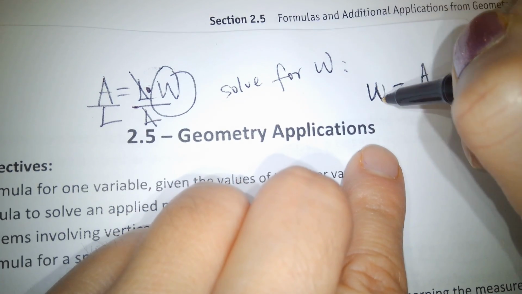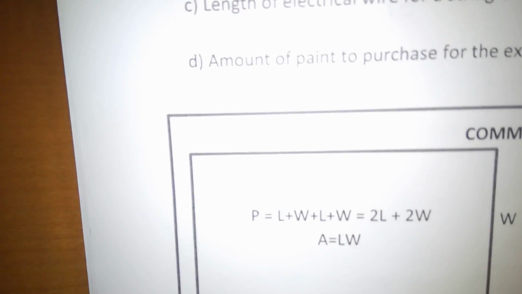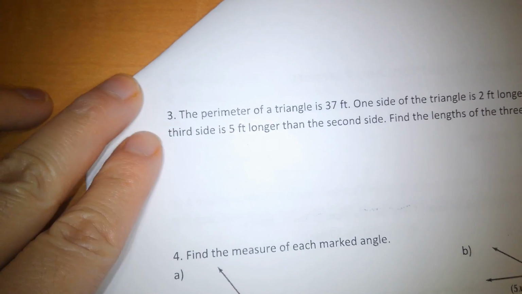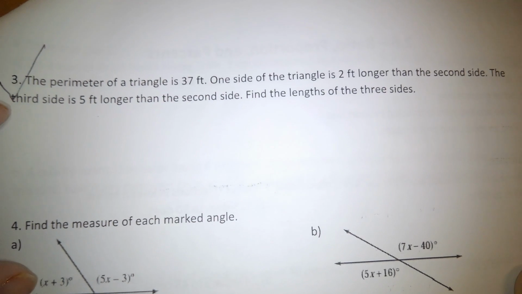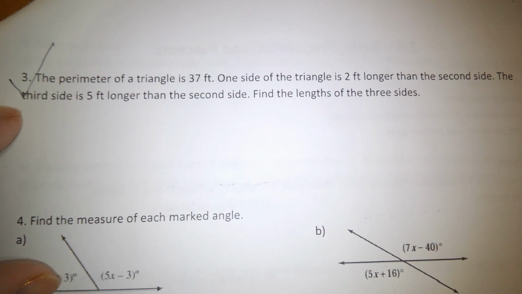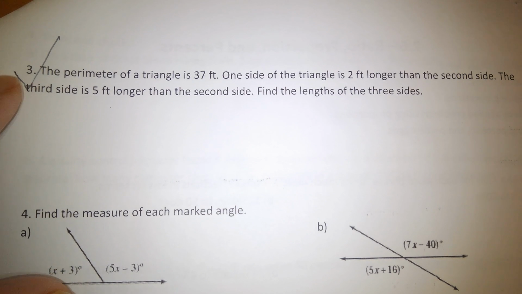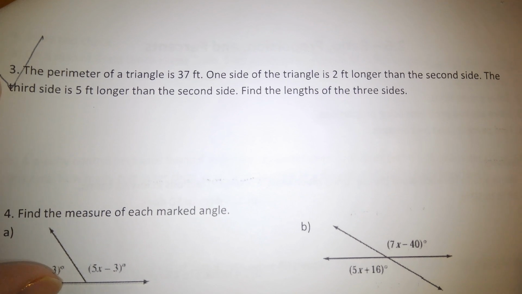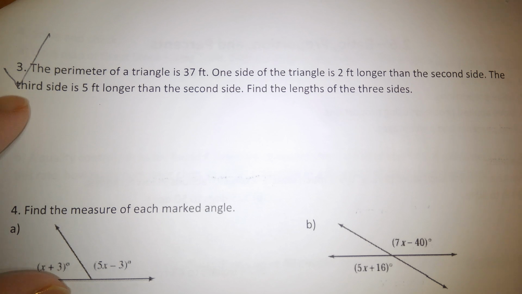Alright, now let's check our notes questions. On the second page of the questions, we'll look at question 3 together. Daniel, can you read question 3 for us, please? The perimeter of a triangle is 37 feet. One side of the triangle is 2 feet longer than the second side. The third side is 5 feet longer than the second side. Find the lengths of the 3 sides. Okay, thank you.